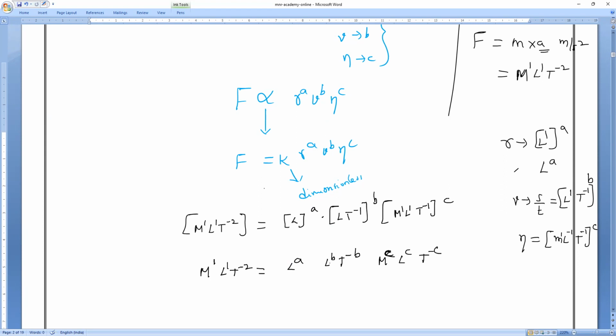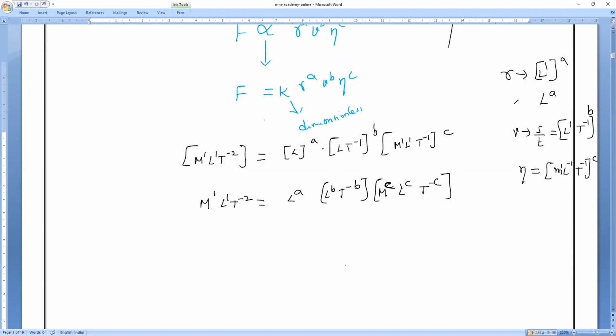Yes, Rudresh? Sir, minus C, sir, L power. Where? Minus C, L power, why? Yes, sorry. So it is L power minus C. Very good. So equate it.